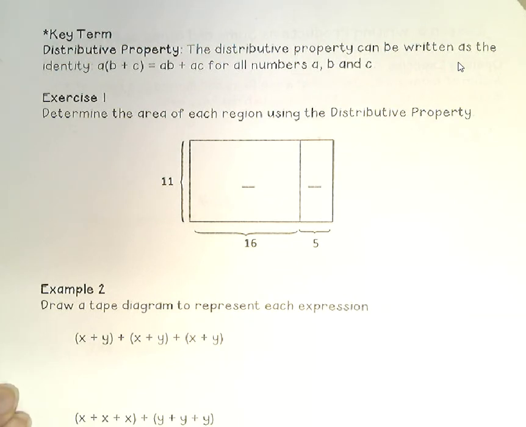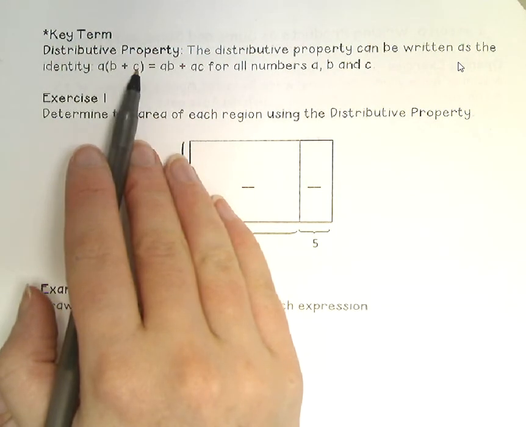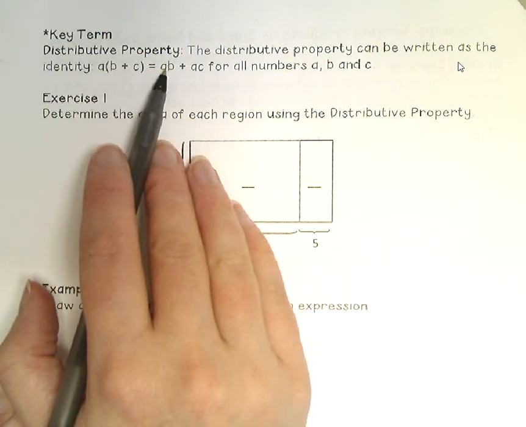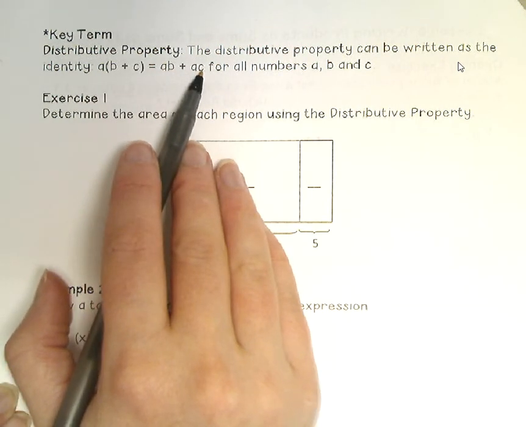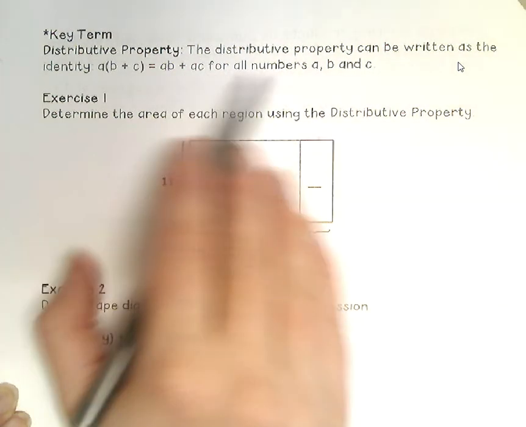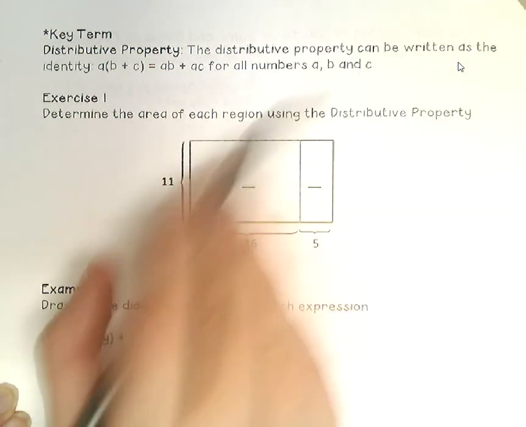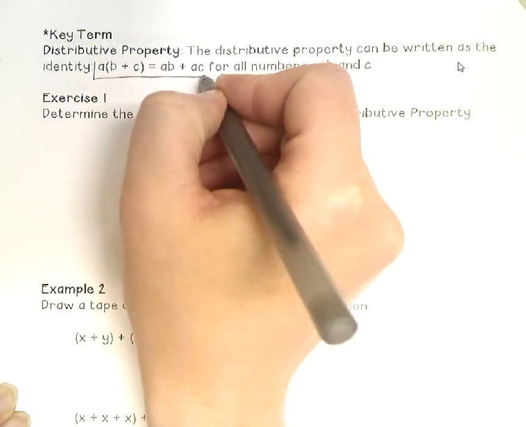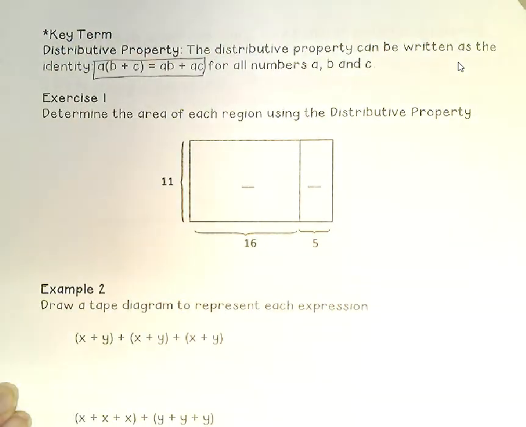The distributive property can be written as the identity A groups of B plus C. If I have A groups of B plus C, I have A groups of B and A groups of C combined together for all the numbers A, B, and C. Let's see how this formula works in our examples. Determine the area of each region using the distributive property.